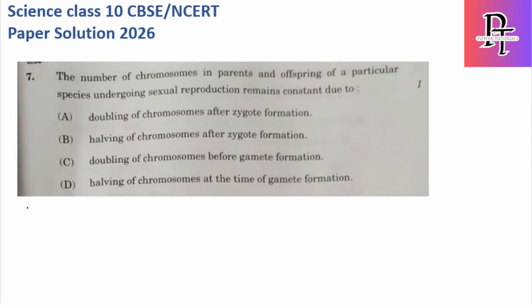The number of chromosomes in parents and offspring of a particular species that undergo sexual reproduction remains constant due to what?